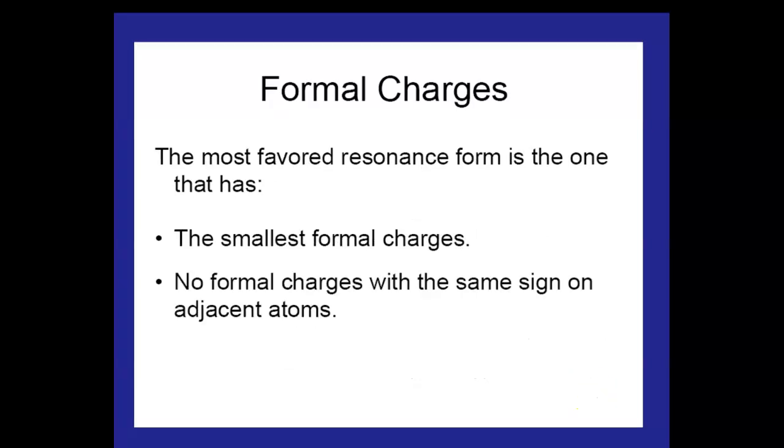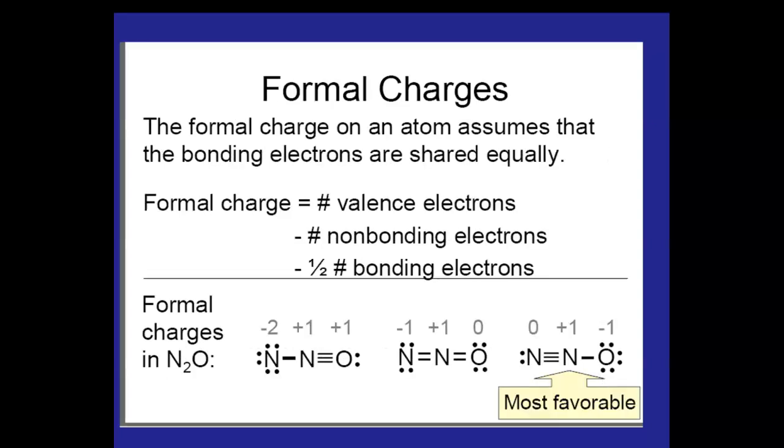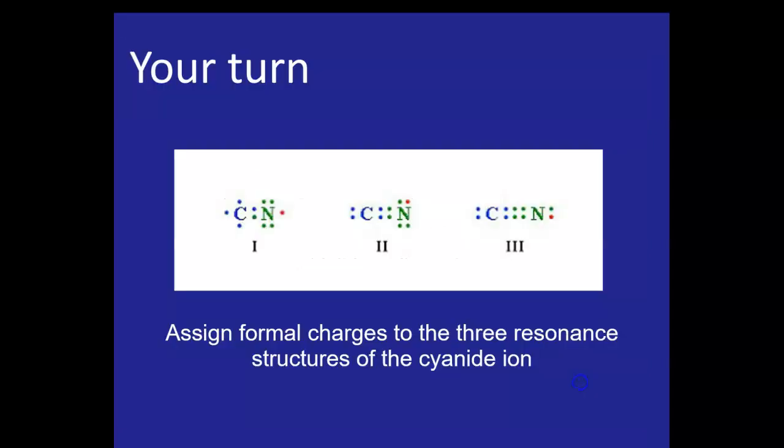The most favored resonance form is the one that has the smallest formal charges, no formal charges with the same sign on adjacent atoms, and on the most electronegative atom, you want a negative charge. So, the most favorable, as we mentioned before, is the one on the right because the oxygen has a negative charge and it is the most electronegative of those 3 atoms.